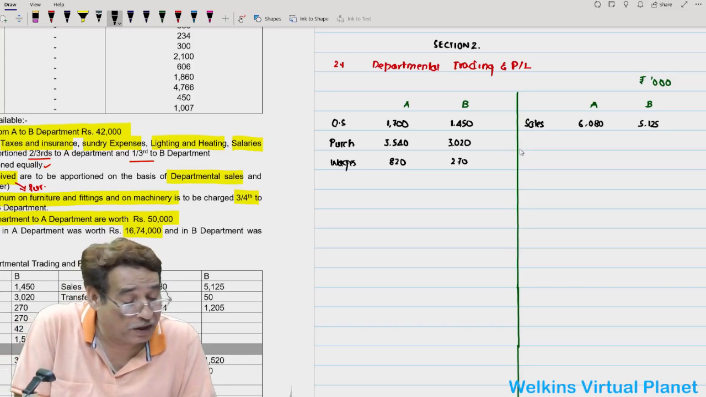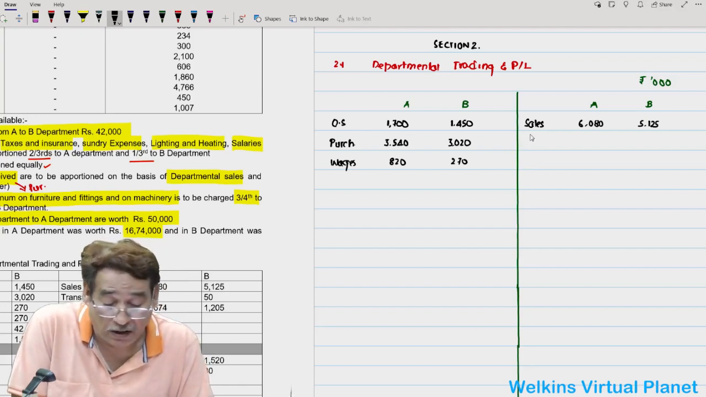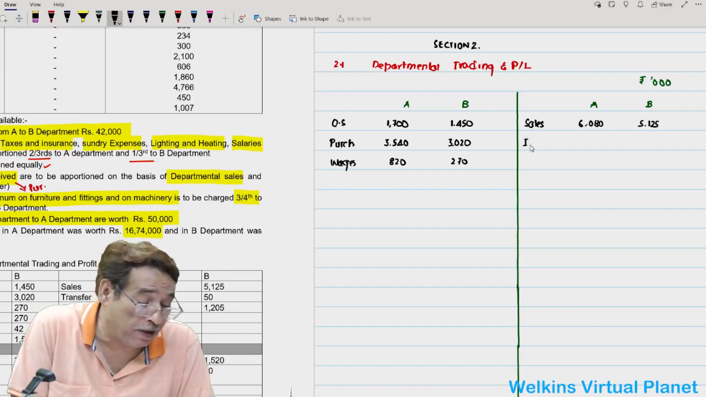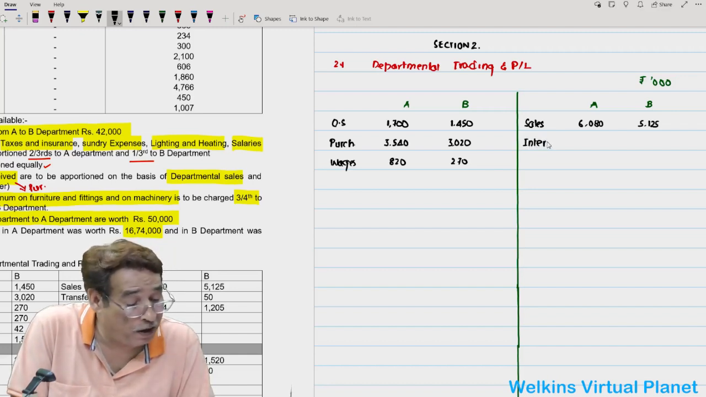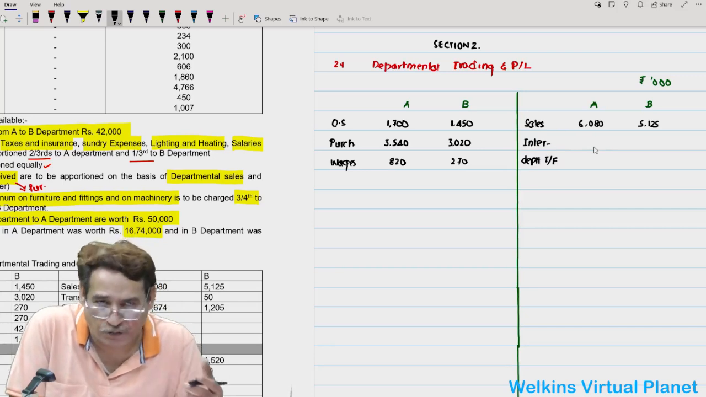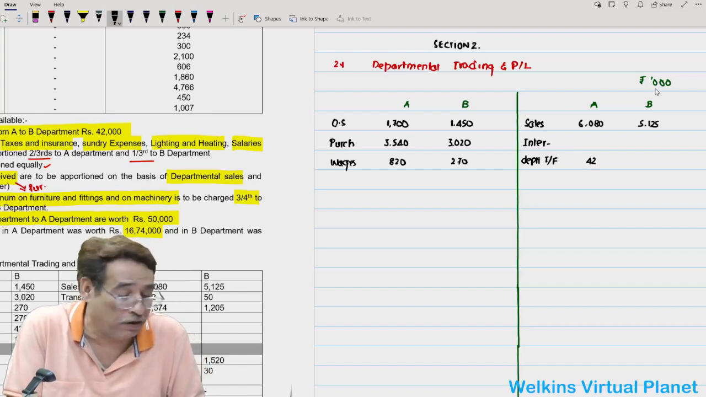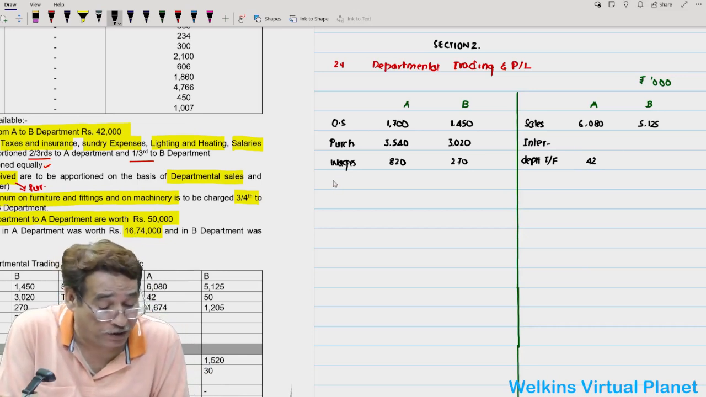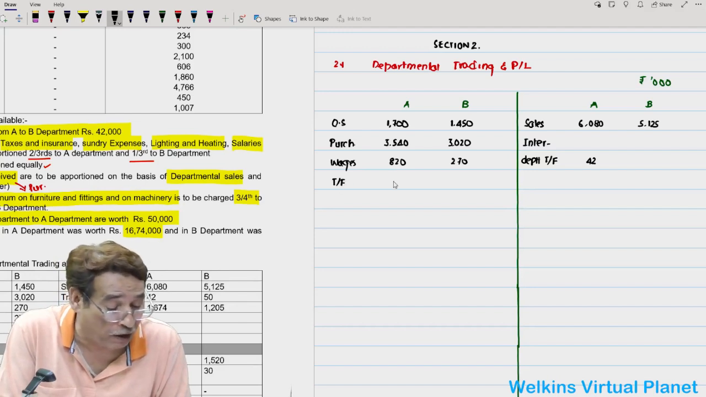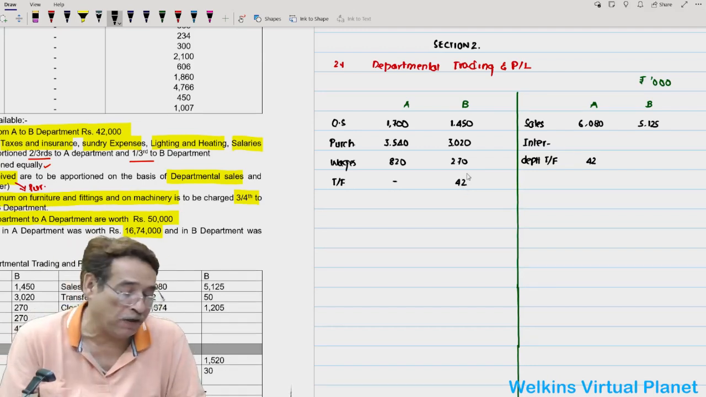Now, it is very important for you to understand one important aspect. First of all, in the adjustment, it is written that department A has transferred 42,000 worth of goods. So I will write here interdepartmental transfers, TF. Department A is the transferor department, correct? So it has transferred 42,000 worth of goods. Because I have written the figures in thousands, write here 42. And this figure will appear towards the debit side because A has transferred. A is the seller and B is the receiver or purchaser, so B will debit it.